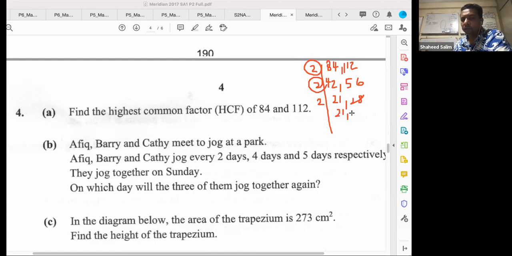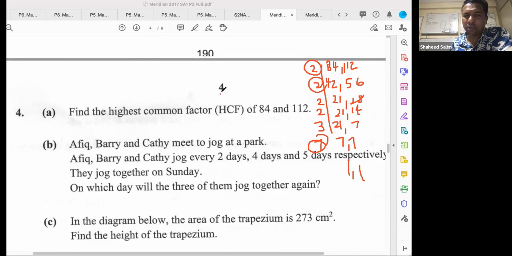28, you get 14. Then again, you divide by another 2. Again, not both can be divided, don't circle. You get 7. Next one, can divide by 3. Only one can divide by 3. You get 7, 7. The last one, both can divide by 7. Put a circle. You get 1, 1. So you take the circled numbers, 2 times 2, 4. 4 times 7, 28. That's your HCF.